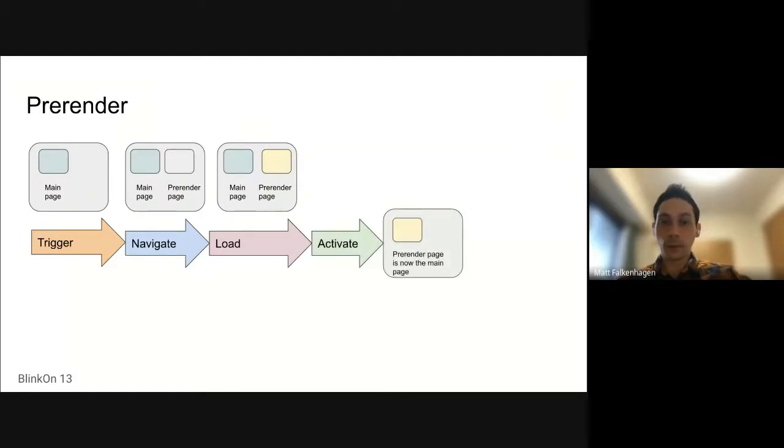Later on, when we want to actually use the pre-rendered page, this is what we call activation. So we activate the page. After this, now the pre-rendered page is the main page, and the former main page is not illustrated here.